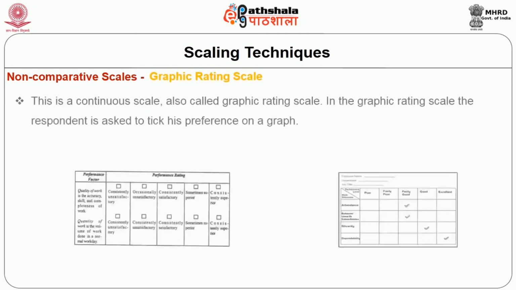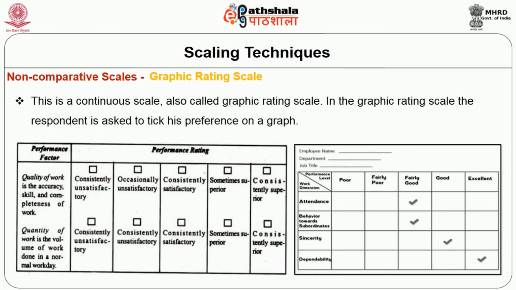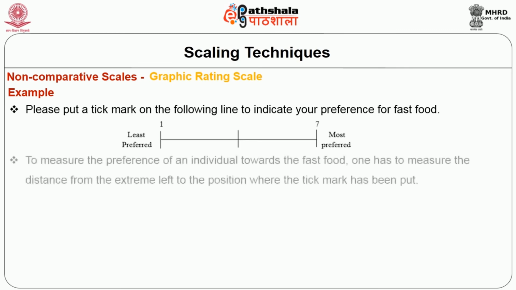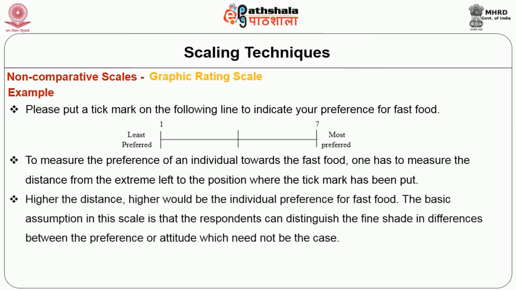Graphic rating scale. This is a continuous scale, also called the graphic rating scale. In the graphic rating scale, the respondent is asked to tick his preference on a graph. Please put a tick mark on the following line to indicate your preference for fast food. You have to indicate from 1 to 7. To measure the preference of an individual towards fast food, one has to measure the distance from the extreme left to the position where the tick mark has been put. The higher the distance, the higher the individual's preference for fast food.